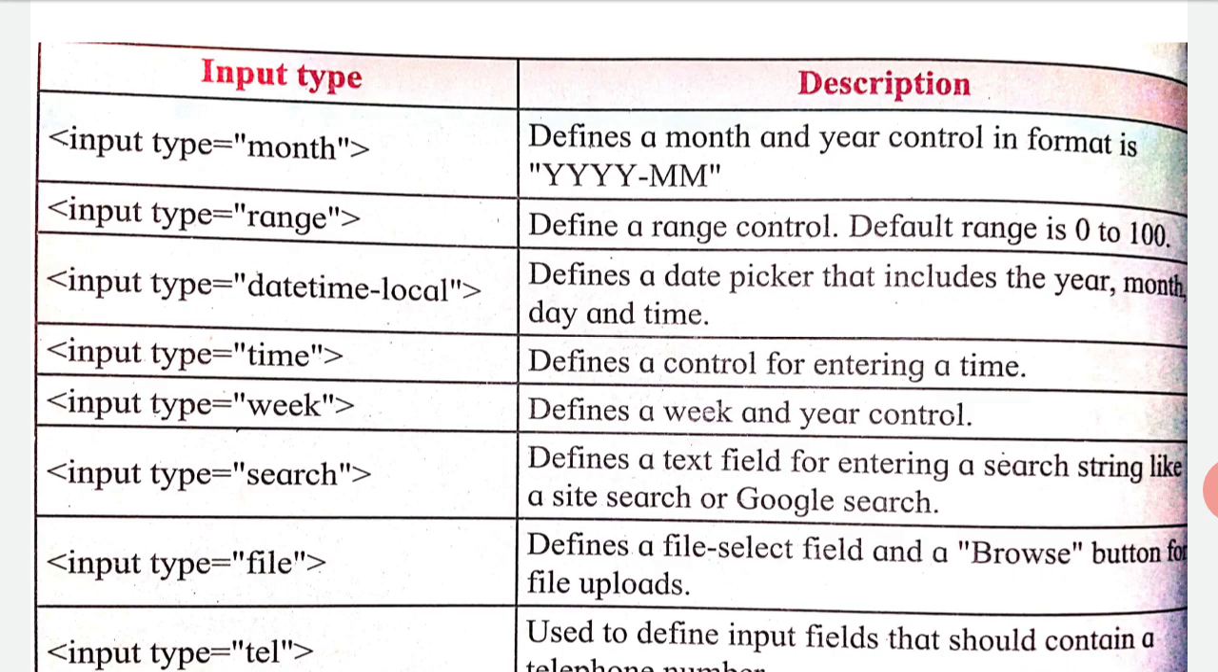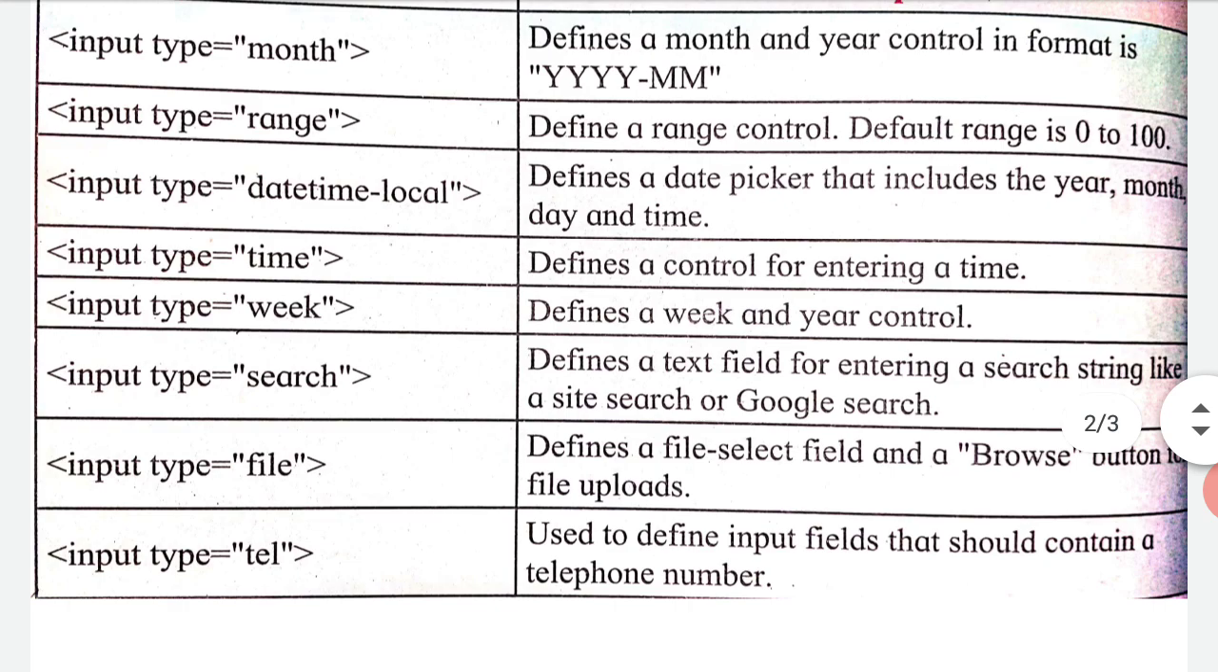Next, input type equal to time. It is used for entering a time. Next, input type equal to week. It defines a week and year control. Next, input type equal to search. It defines a text field for entering a search string, like a site search or a Google search. It is used for site search or a Google search.